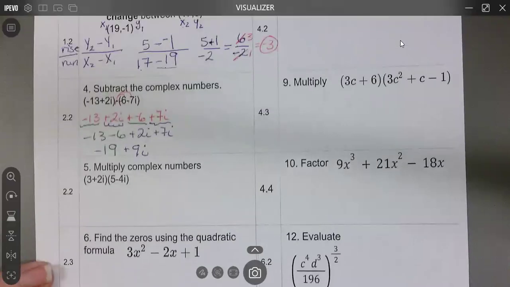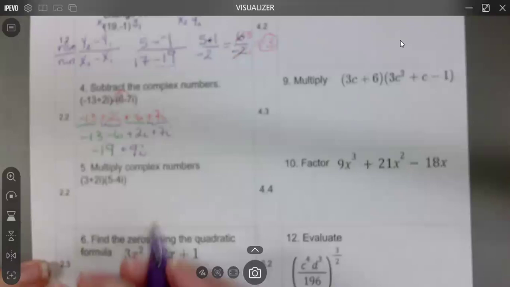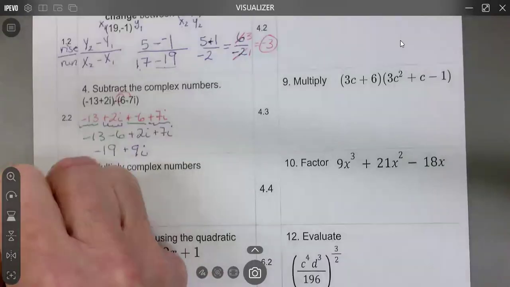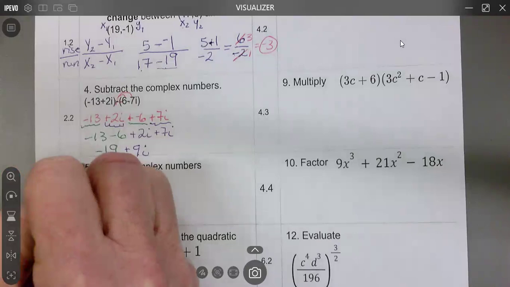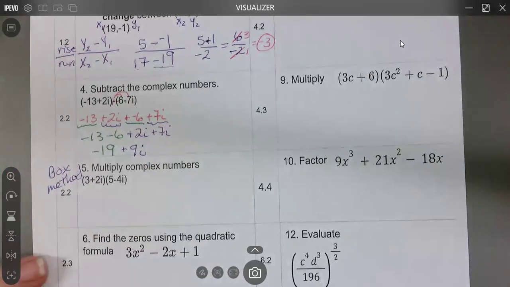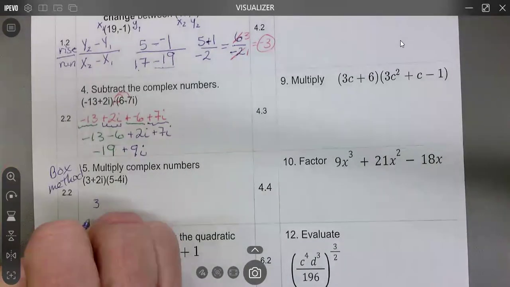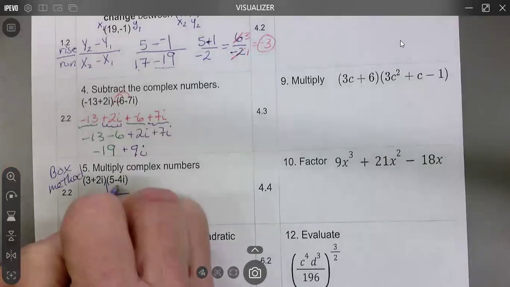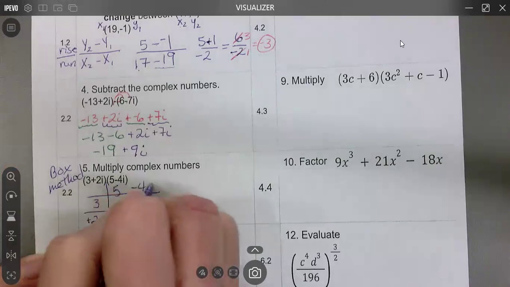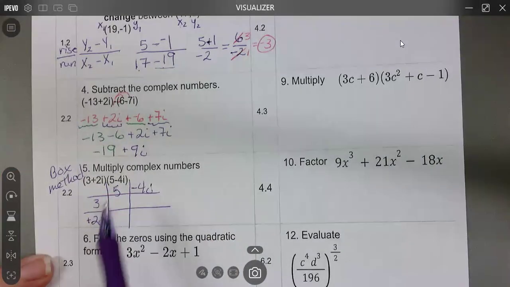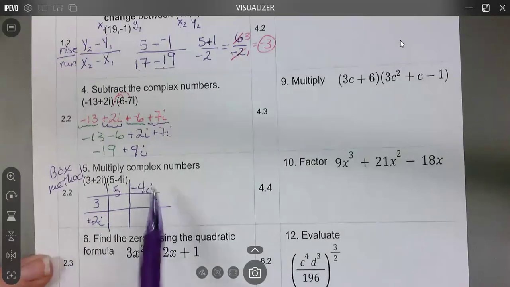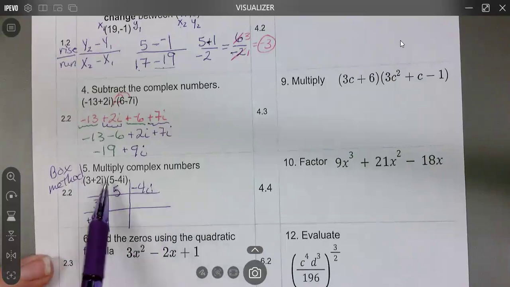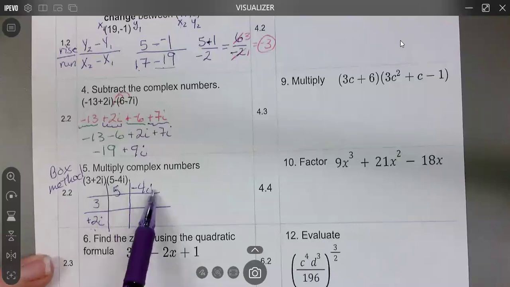Number 5, multiply complex numbers. So I prefer to do box method on these. There are other strategies, but I'll show you this one. So to do box method, I'm going to go 3 plus 2i on one side, and then 5 minus 4i across the top. It doesn't matter which goes on the side and which goes on top, as long as the parentheses are together. So my 3 plus 2i has to be together on the side or the top. 5 minus 4i has to be together either on the top or on the side.